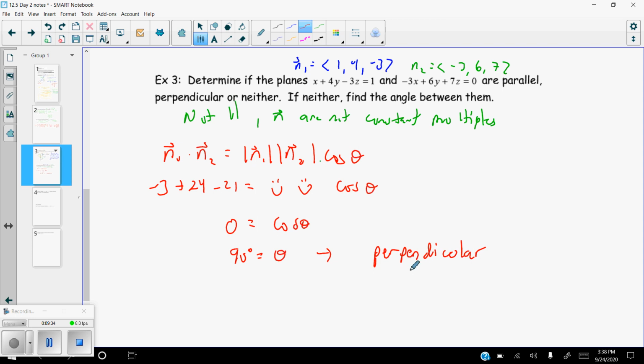There we go. Perpendicular. And then obviously if both of those fail, then you'll just use this formula right here to find the angle in between them, because the left side wouldn't be 0. You'd have to then find the magnitudes, and then you could find theta. All right, so let's move on to example 4.